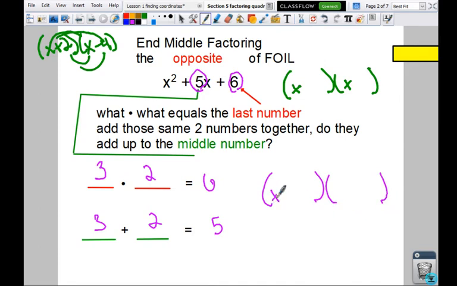My first thing is always going to be x or y or whatever variable it is. And then after that, I'm going to put my numbers. And the order doesn't matter. So I could start with a 2 or I could start with a 3. But I'm just going to start with 3 because that's what I did.